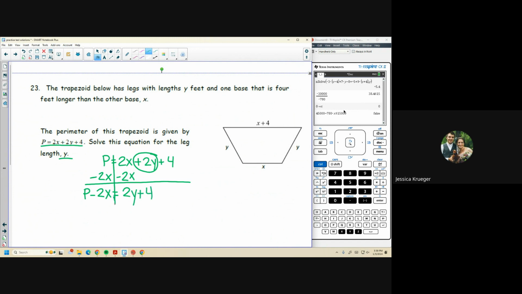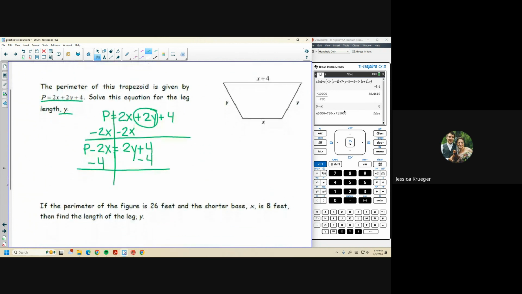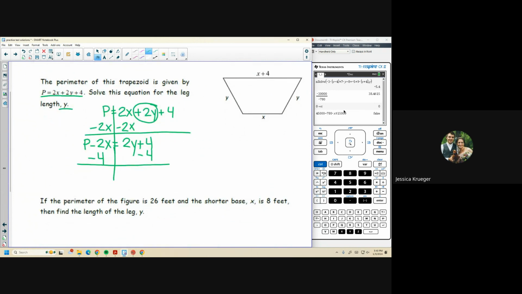The next thing I need to get rid of to get y alone is the plus 4. So I'm going to subtract 4 from both sides. Again, 4 can't be combined with P or 2x. So this is just going to be a longer subtraction statement. P minus 2x minus 4 equals 2y. Since it's 2 times y, to finish this up and get y alone, I would divide both sides by 2. So my answer is going to be y equals P minus 2x minus 4 all over 2.